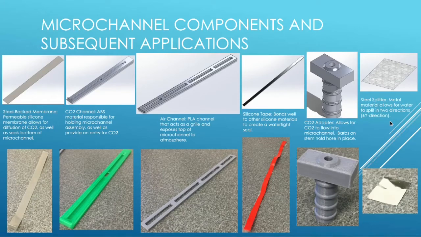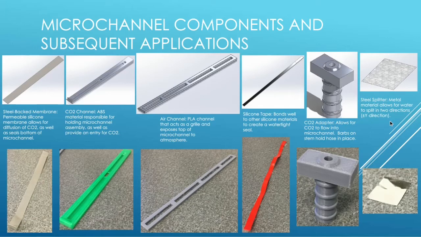So these are the different microchannel components and their subsequent applications. At the left, we have the steel-backed membrane. This is the permeable membrane that allows carbon dioxide to pass through. On the right, we have the CO2 channel, which was made of an ABS material, which is responsible for holding all the pieces in place and allowing the carbon dioxide to enter through. Adjacent to that, we have the air channel, which was made out of PLA. This is open to the atmosphere and allows air to pass through a top membrane.